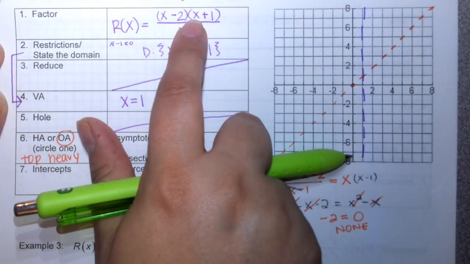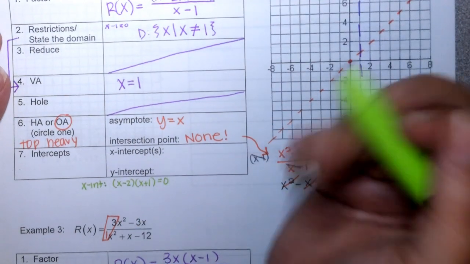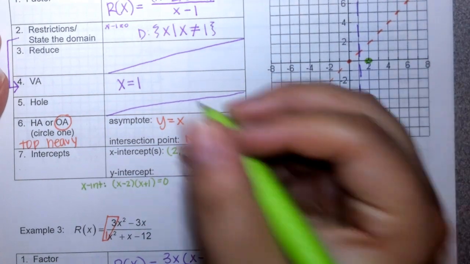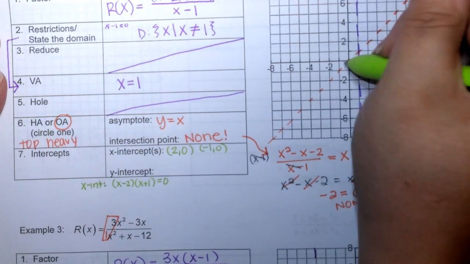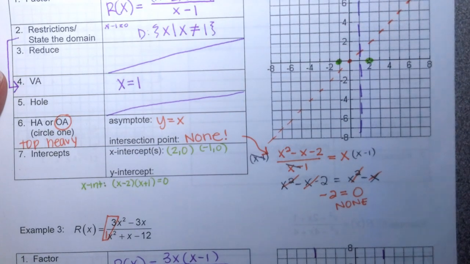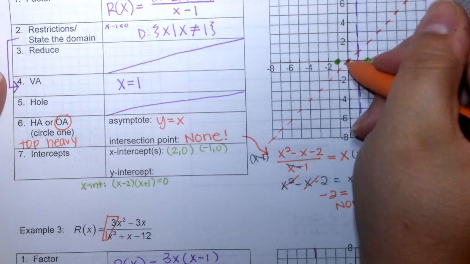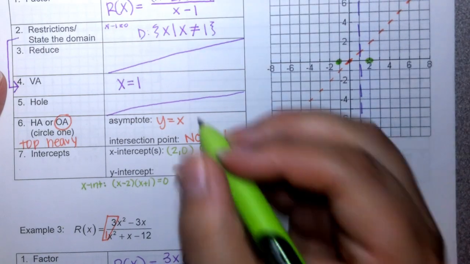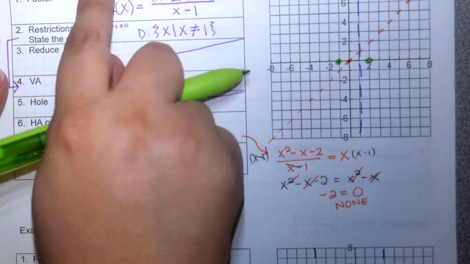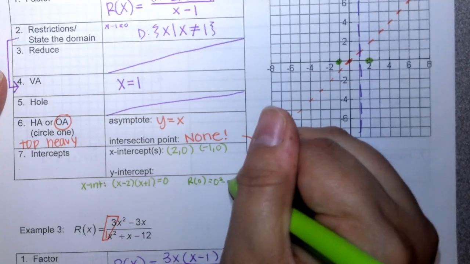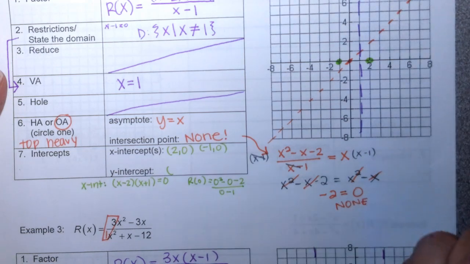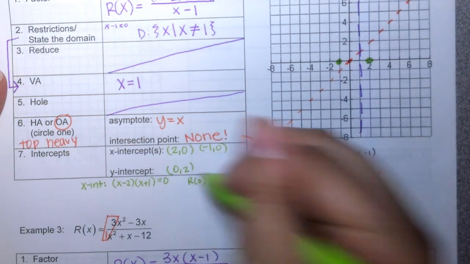I took my factored one because we already factored it. So what are my x-intercepts here? 2, 0, and -1, 0 are my x-intercepts. I don't want y'all to think that's an intersection. And then my y-intercept, if I plug in 0 squared minus 0 minus 2 over 0 minus 1, what do I end up getting? Give me a point. 0, 2.